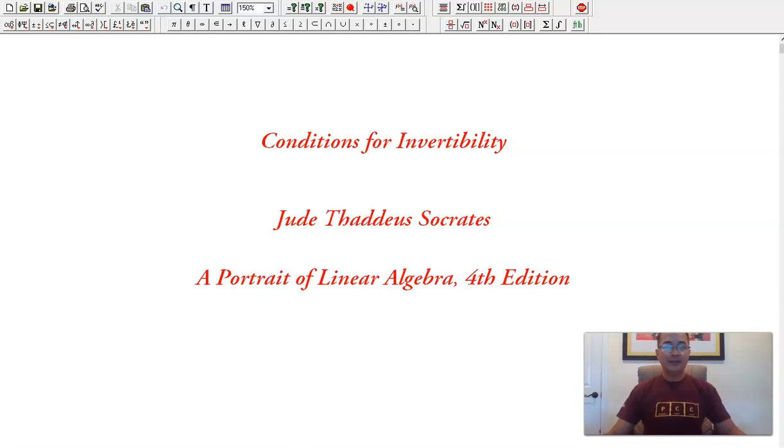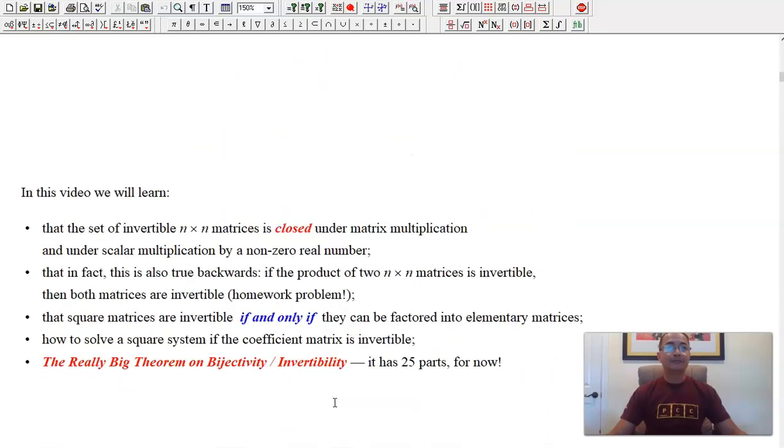Our video for today is about conditions for invertibility. In the last couple of videos, we have learned a lot about bijective operators and about their corresponding invertible matrices. In this video, we are going to learn a couple more things about these special operators and their matrices, and we will tie them all together into one really big theorem.